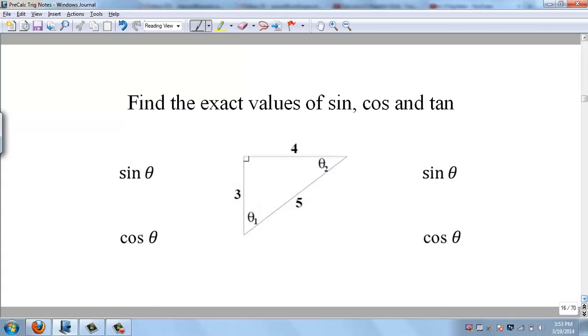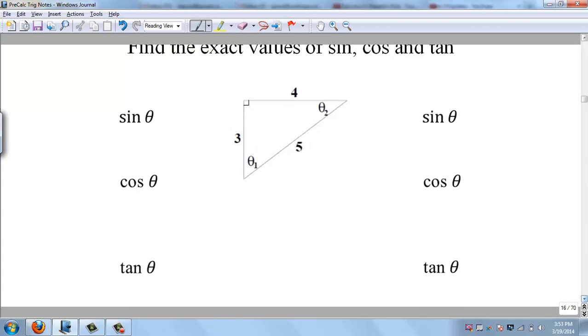Now, if we find the exact values of this one here, you're going to see a pattern happening. So let's look at it. We're going to use theta 1, theta 1, theta 1. I forgot to put it here, and these are theta 2's. So watch what we do. If we did the sine of theta 1, so we're here, and right here this is 3, 4, and 5, the sine would be opposite over hypotenuse, or 4/5. The cosine is going to be adjacent over hypotenuse, or 3/5. And the tangent is going to be opposite over adjacent, or 4/3.